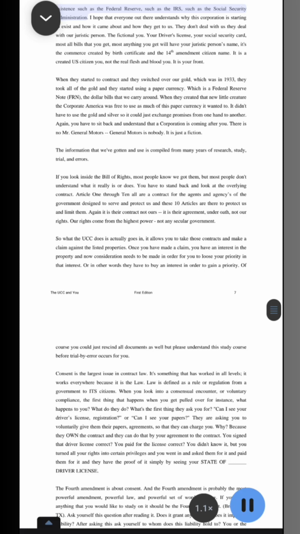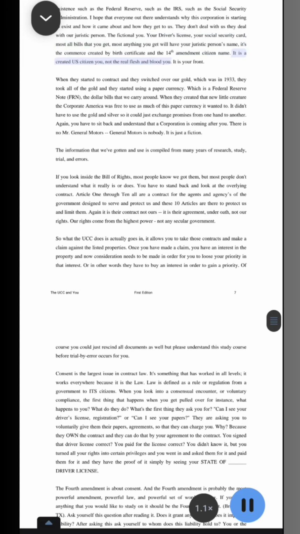existence, such as the Federal Reserve, such as the IRS, such as the Social Security Administration. I hope that everyone out there understands why this corporation is starting to exist and how it came about and how they get to us. They don't deal with us, they deal with our juristic person. The fictional you. Your driver's license, your social security card, most all bills that you get, most anything you get will have your juristic person's name. It's the commerce created by birth certificate and the 14th Amendment citizen name.